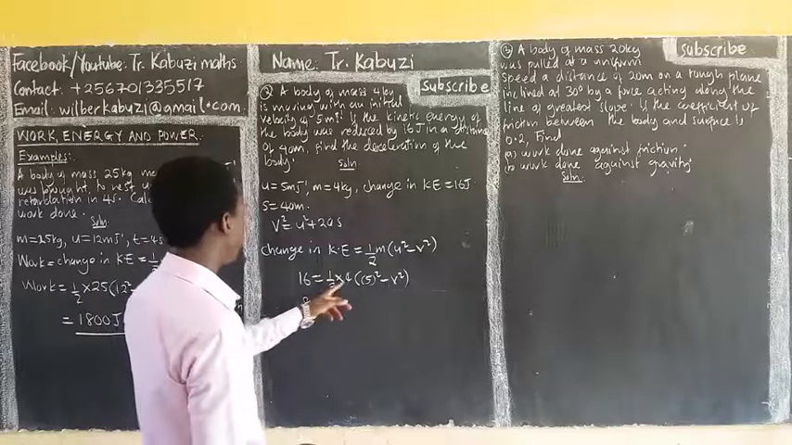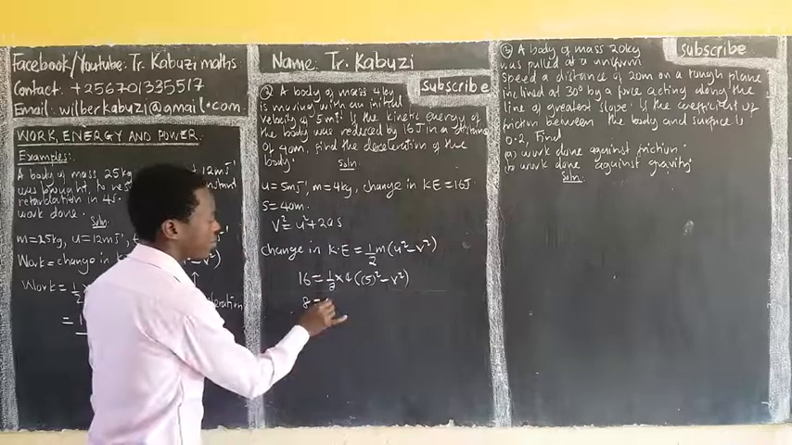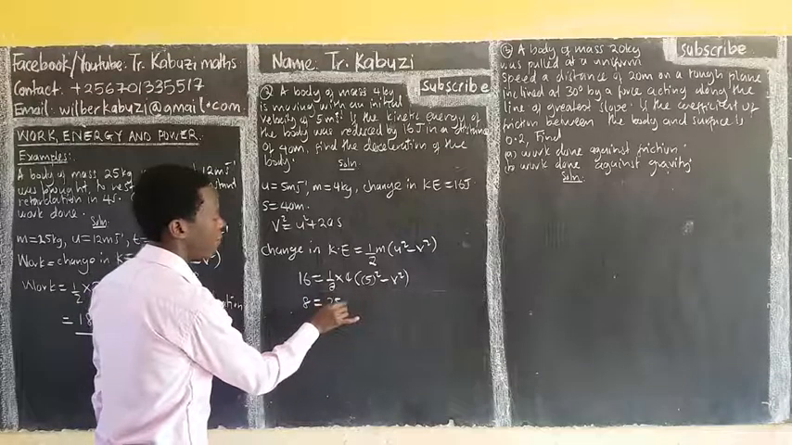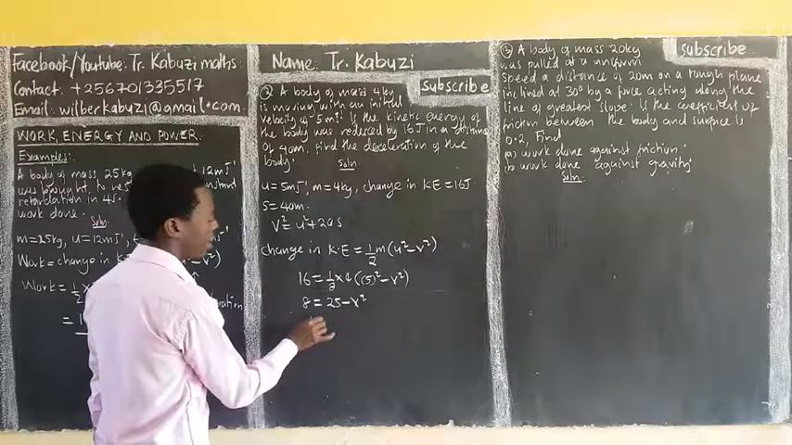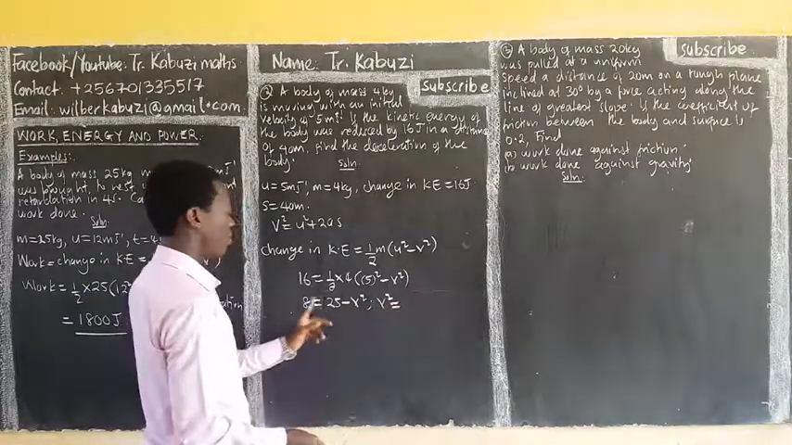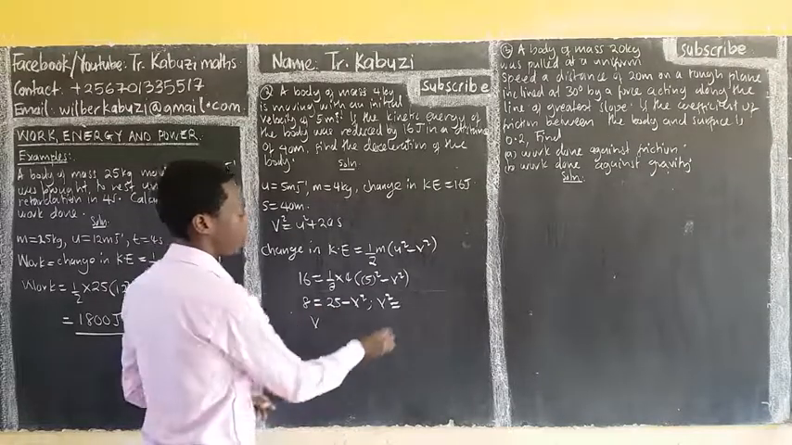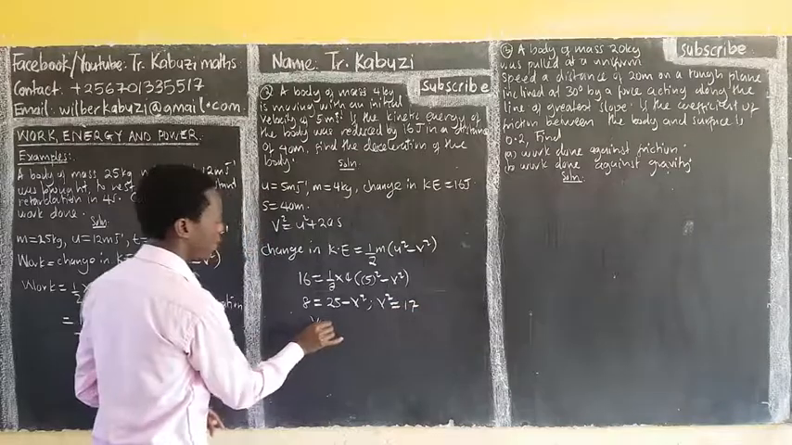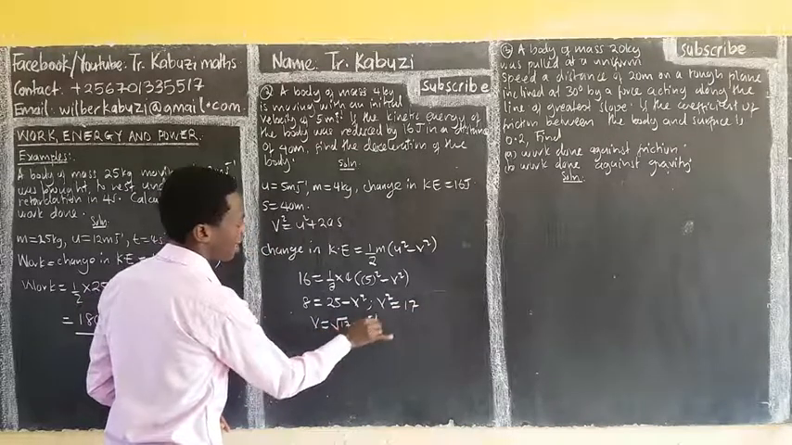I have 2 divided by this, I have 8, equaling 25 minus b squared. From here you can see that my b squared is going to be, when I take this side and bring the other side, 8 minus 25, you get 17. So my b is going to be 17 meters per second.